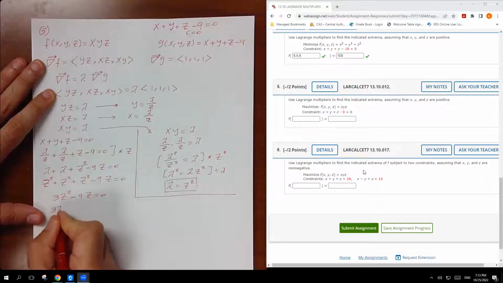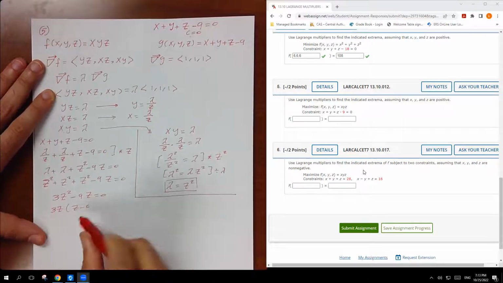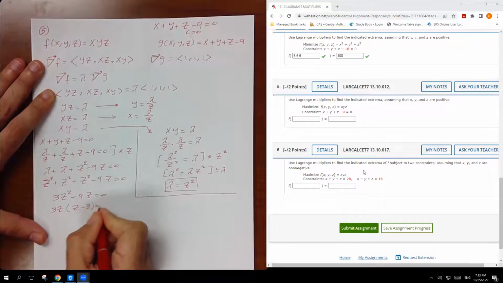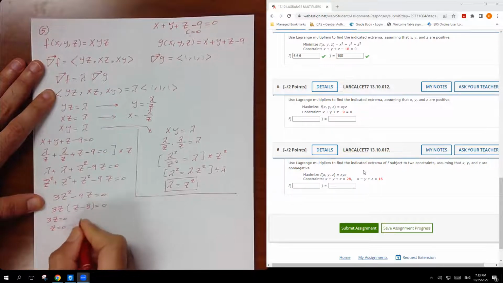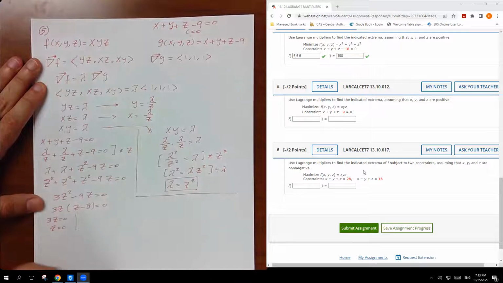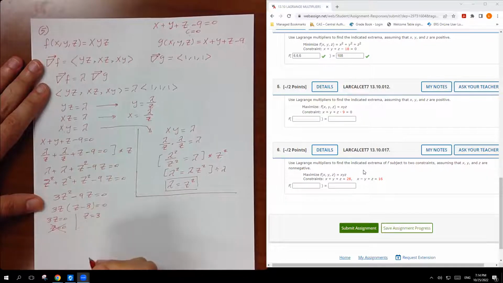So we're going to factor out 3Z. That means it's going to be Z minus 3 equals 0. So 3Z equals 0, that means Z equals 0. If you plug in this one here, everything is going to be 0, so we're not going to use this option. The second option, Z is going to be equal to 3.